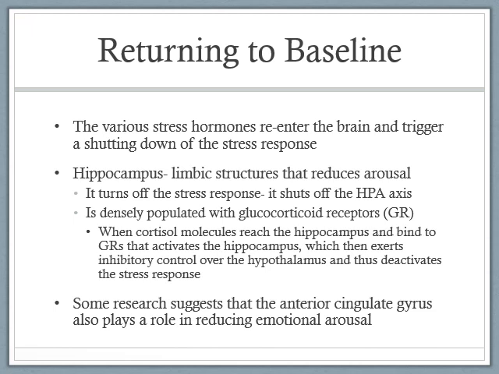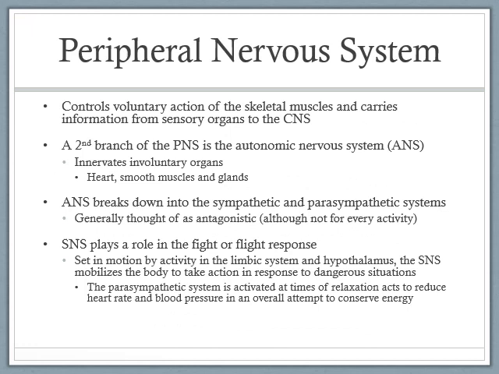Your hippocampus is densely populated with glucocorticoid receptors, also known as GR. When cortisol molecules reach the hippocampus and bind to those GRs, that activates the hippocampus, which then exerts inhibitory control over the hypothalamus and thus deactivates the stress response. Some research suggests that the anterior cingulate gyrus also plays a role in reducing emotional arousal.